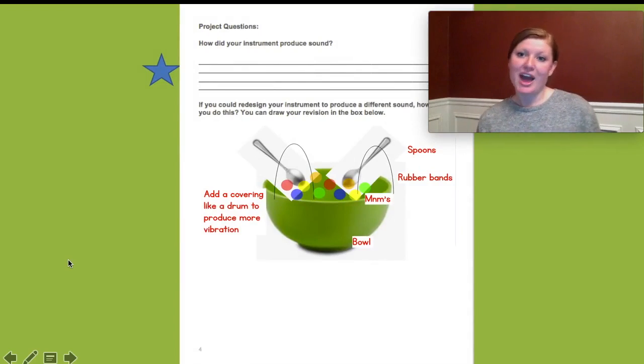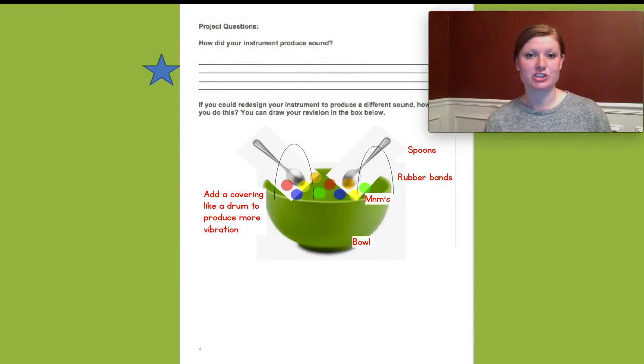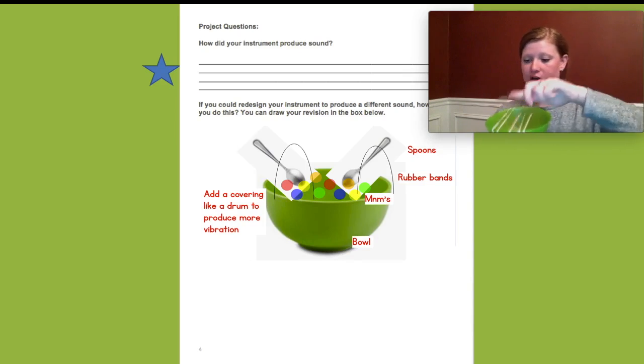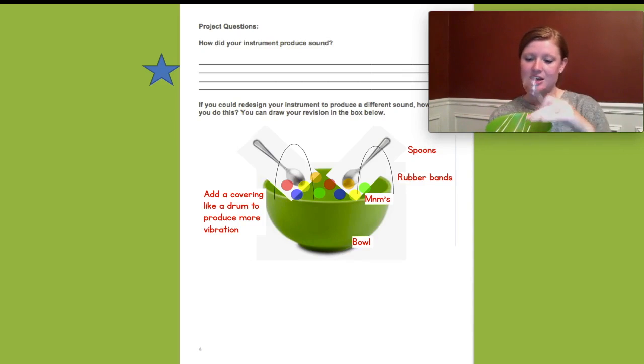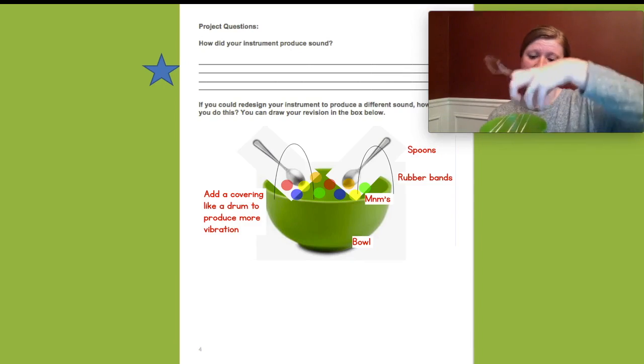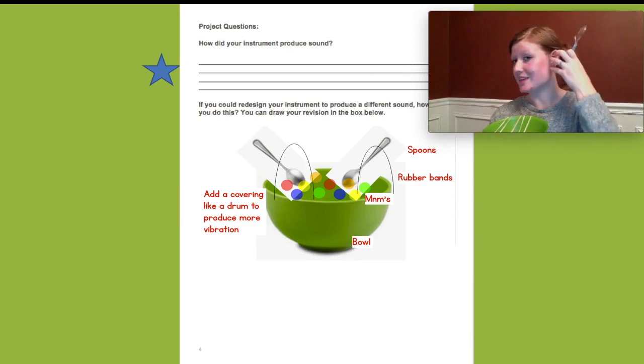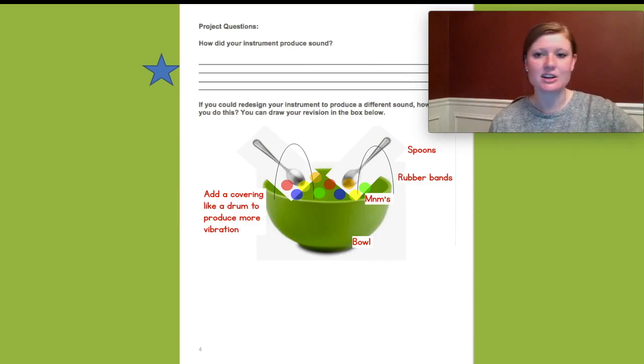Once you have produced and created your own instrument, this is the most vital part of our project. You must be able to answer how your instrument produced sound. How were you able to hear that sound? So don't forget, you have to have a vibration and you have to figure out a way that those sound waves are moving to your ears. I know in my instrument that when my strings were plucked and vibrated, it vibrated the candies inside and it bounced off and produced sound waves that ended up in my ear so that I could hear that sound.